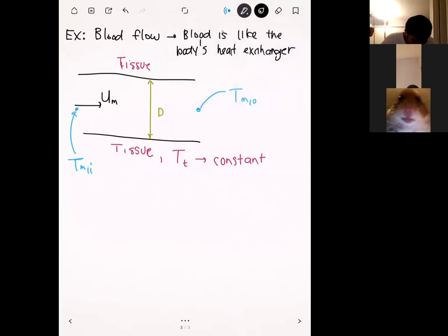In this problem, what we want to solve for is the length of these vessels. We want to find the length of vessel needed in order for the blood temperature to reach within 5% of the tissue temperature.